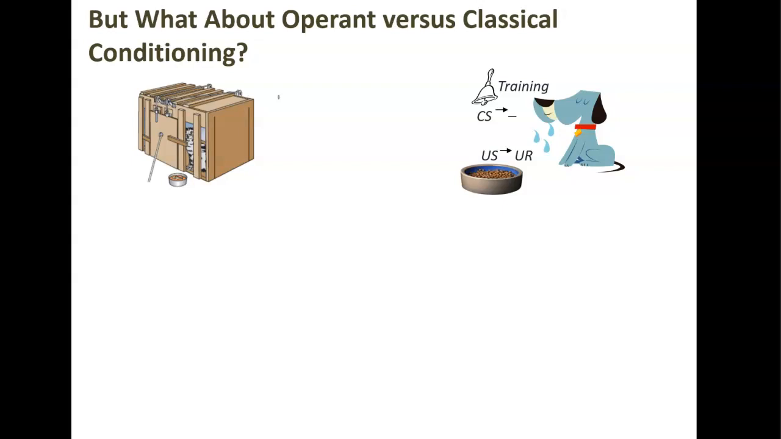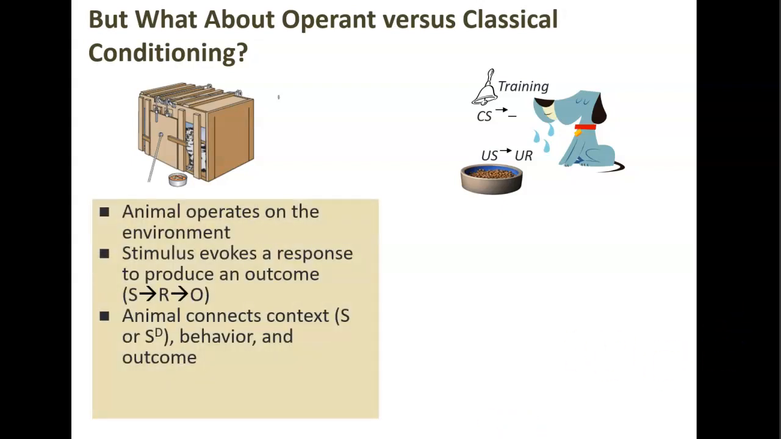But what about operant versus classical conditioning? So your book has this graphic, and I want to impress upon you these differences. In operant conditioning, the animal is operating on the environment, right? The response, their behavior, is critical for the reward, right? So a stimulus, meaning a situation or a context, for example, you are in a classroom, evokes a response like studying that produces an outcome like getting a good grade. And then the animal or the organism in operant conditioning will connect that context, the stimulus, or what we're going to start calling the SD, discriminative stimulus, with that behavior or response and the outcome.